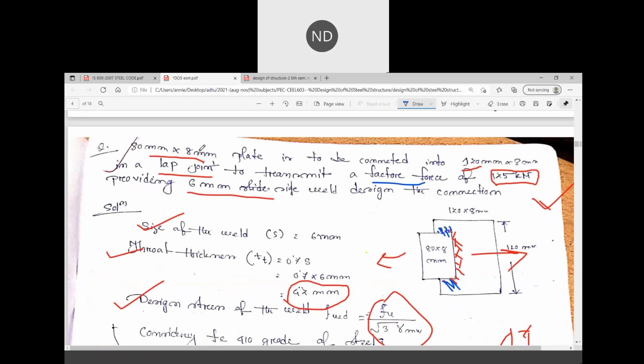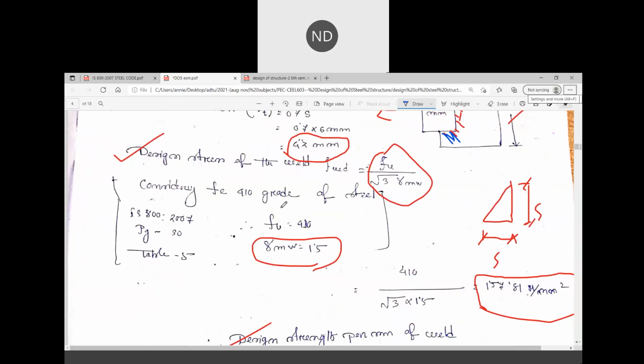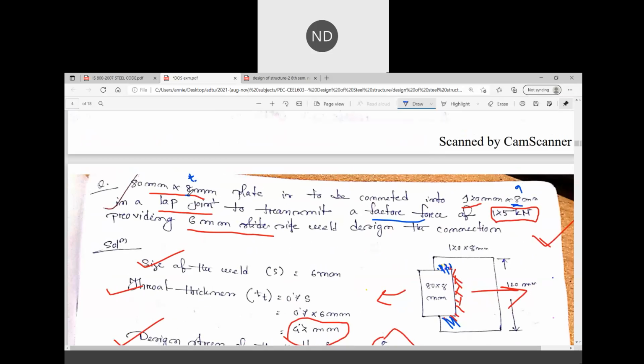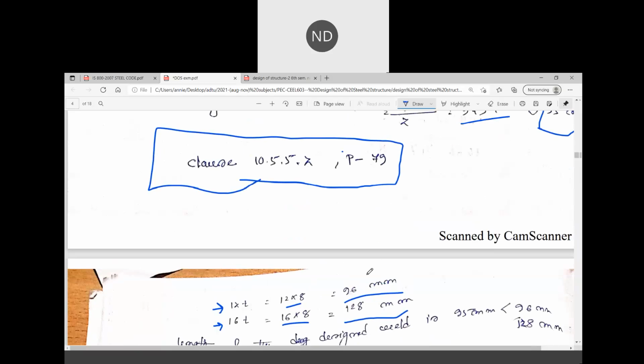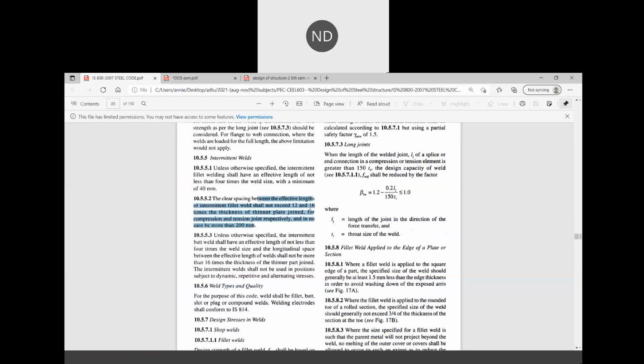Now, 8 mm on both sides. Suppose this would have been 9 mm, then we would have taken that thickness for the 12T and 16T consideration. But since both are equal, 8 mm, we do 12 into 8 and 16 into 8. So 12 times the thickness of the thinner plate is 96 mm, and 16 times is 128 mm. So the length of the designed weld is 95 mm, that is, 96 mm. It should not exceed 12 and 16 times the thickness of the thinner plate joint for compression and tension, and in no case 200 mm.